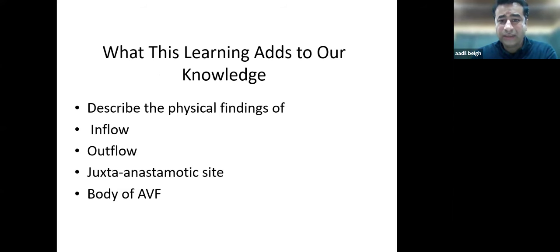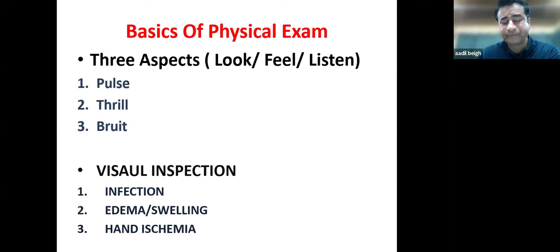What this learning will add to our knowledge is that we can describe the physical findings: how is the inflow, is it working correctly, is there a problem in inflow, is there a problem in outflow, is there a problem in the juxta-anastomotic site, is there a problem in the body of the AV fistula, where is the stenosis. We can get that information by discussing these things and knowing where the problem is.